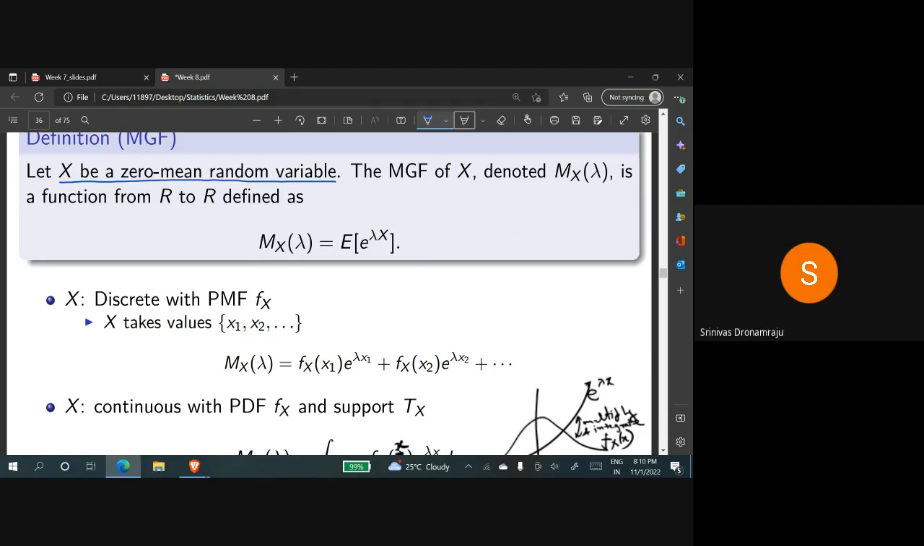Ma'am, can you please explain the term zero mean random variable? Actually, I want to know what is the inner meaning of zero mean random variable. A zero mean random variable is any random variable that has the mean zero. That's all.